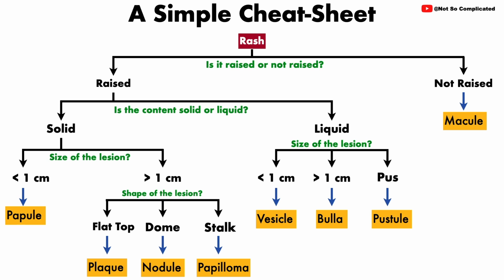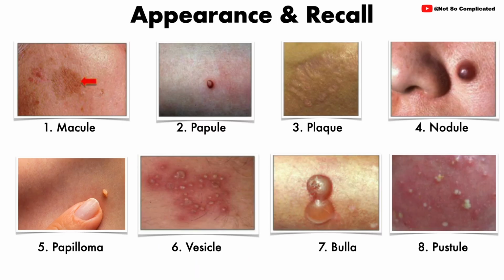That is very crystal clear, isn't it? So let's talk about the appearance. The first one right here is macule, then the papule, then the plaque, then the nodule, then papilloma. You can see the little projection there like a stalk. You can see the vesicle, bulla, it is very crystal clear, and pustule, you can see the yellowish color there. That is all.